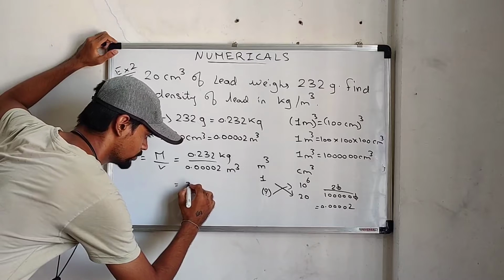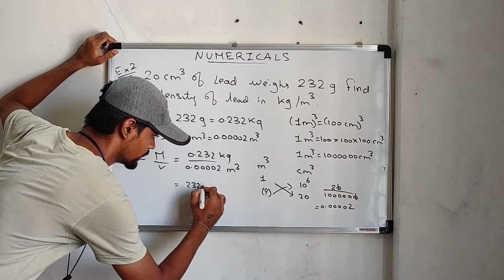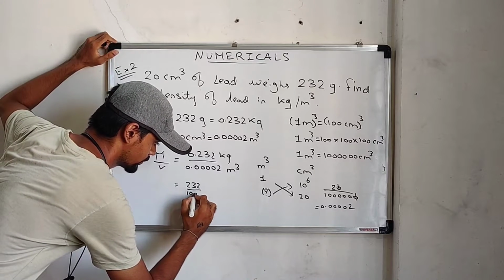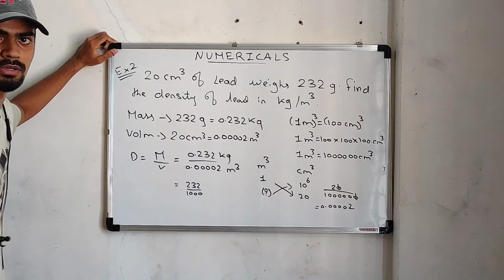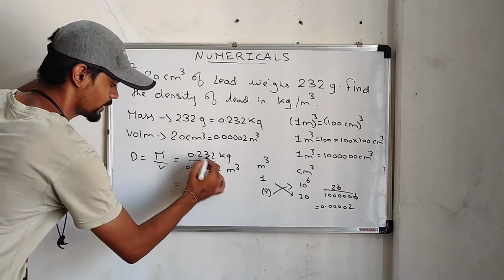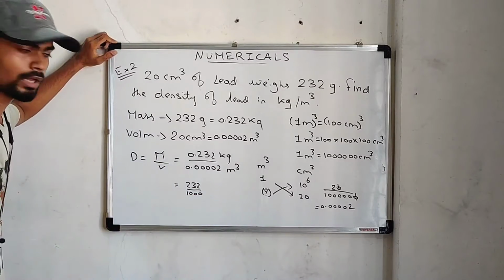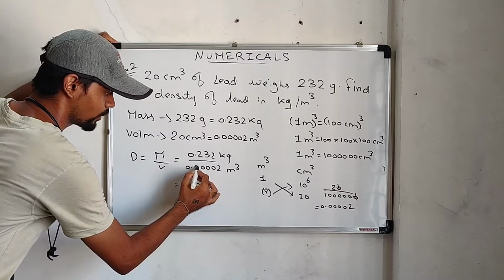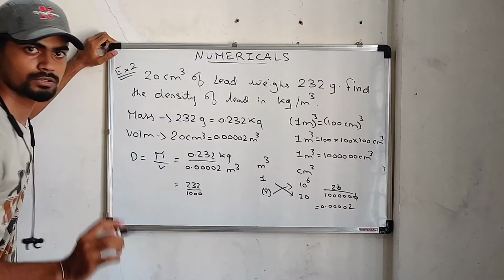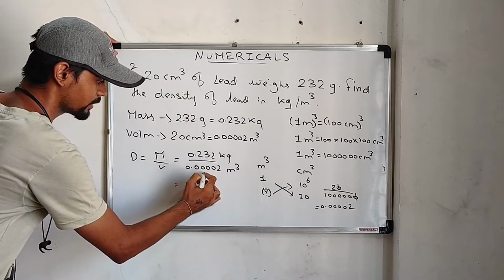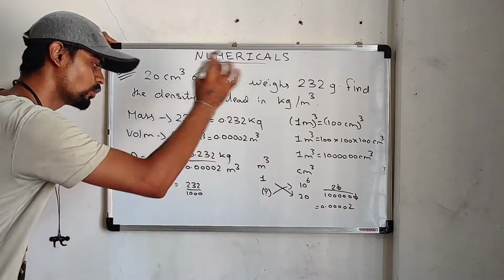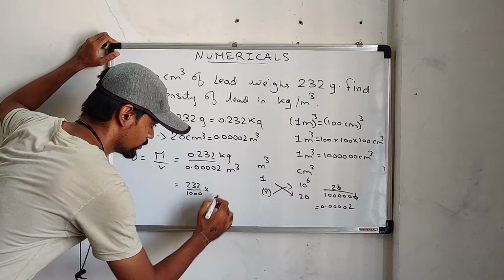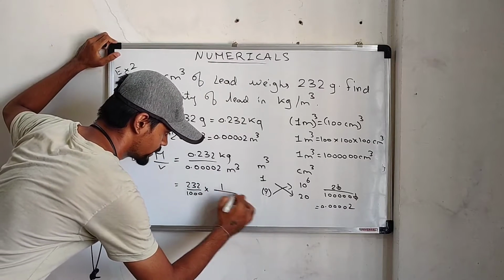So I will write down 232 divided by 1000. Okay, 3 digits are there, so I will write 1000 in the denominator. And here, how many digits are there after the point? 1, 2, 3, 4, 5. So in the denominator here we will get 5 zeros, and that will go in the numerator. So just I will show you how I did this.